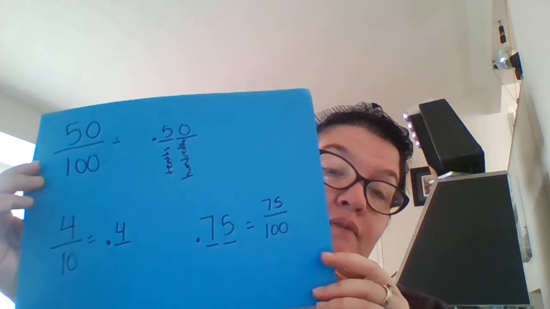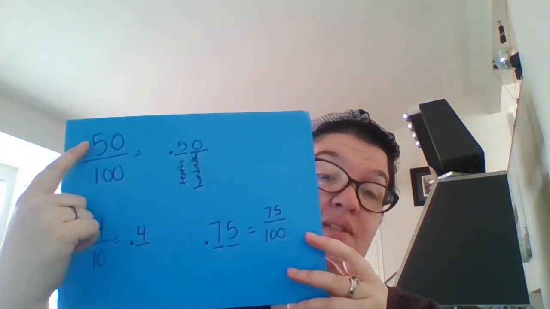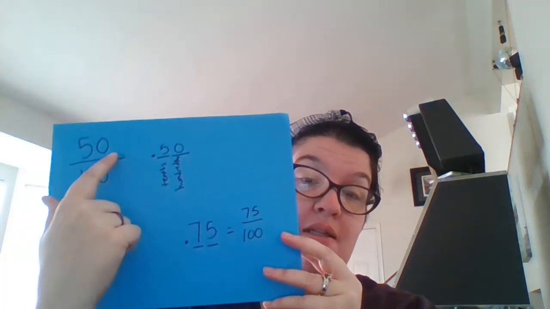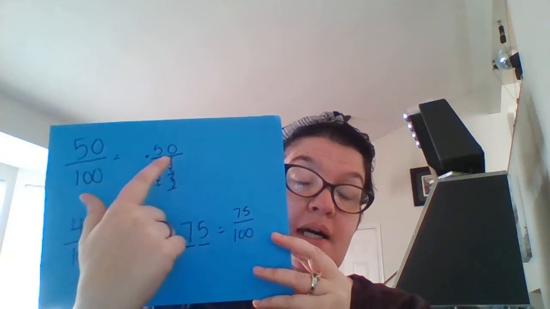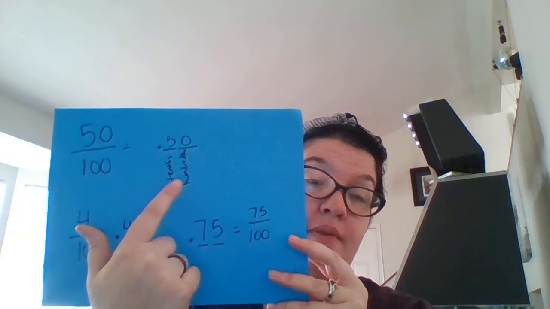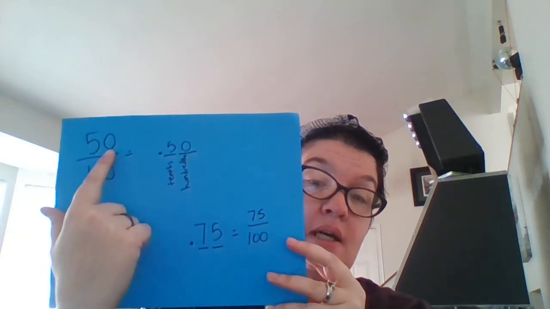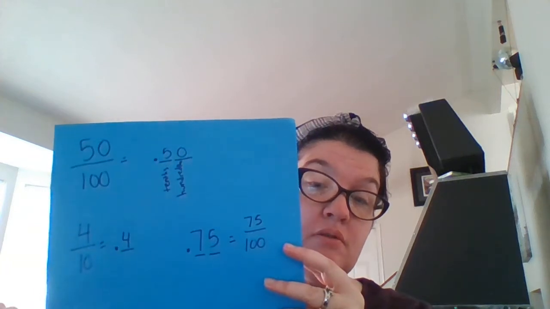changing them from fractions to decimals. You would read this as 50 hundredths, right? So it should end in the hundredths spot. 0.50, 50 hundredths. That one is going to try and trick you. You have to look, where is this going to end? It should have 2 spots after the decimal.